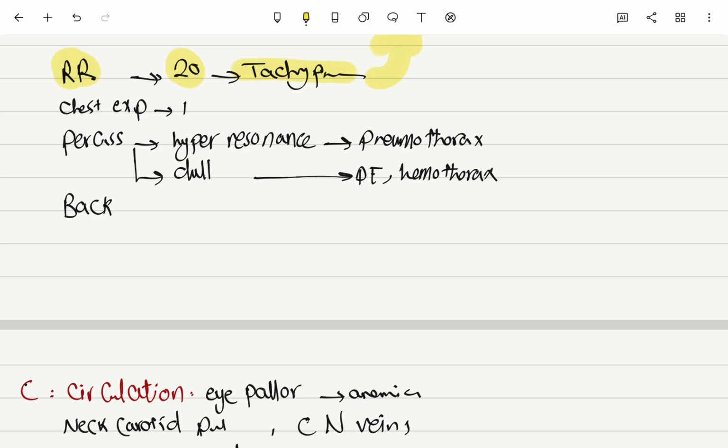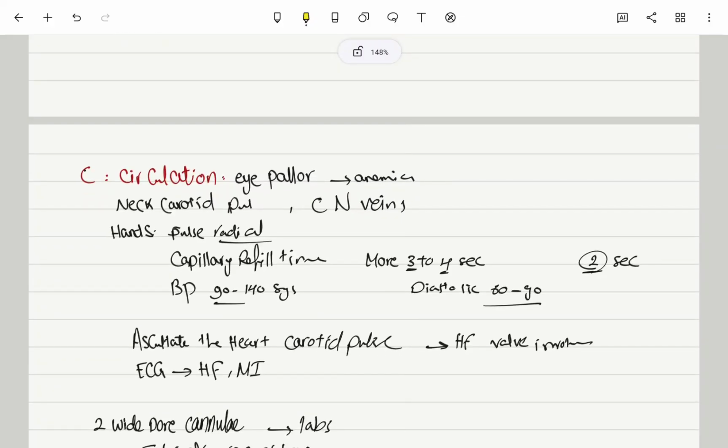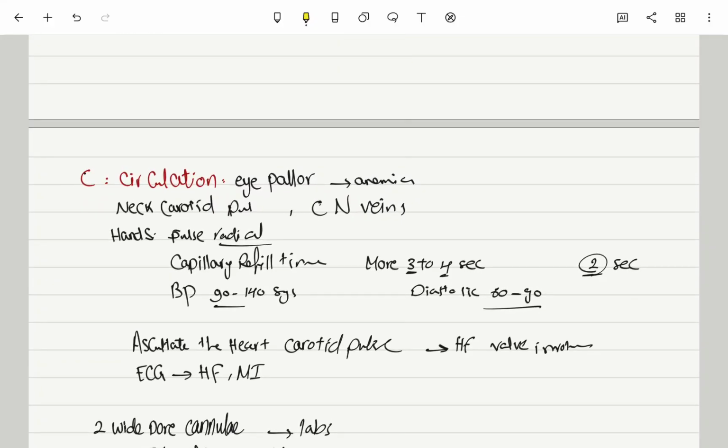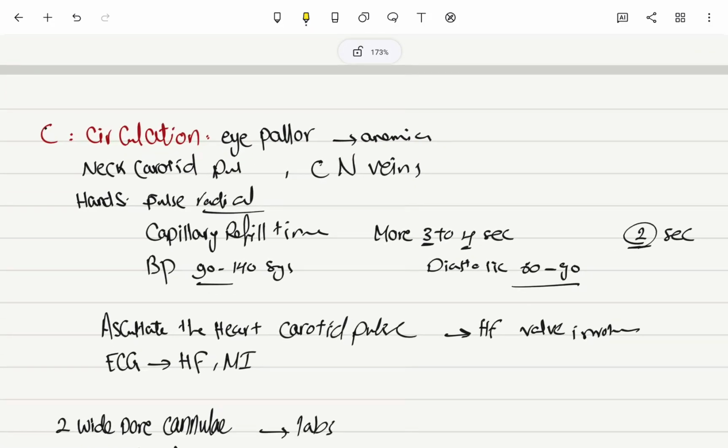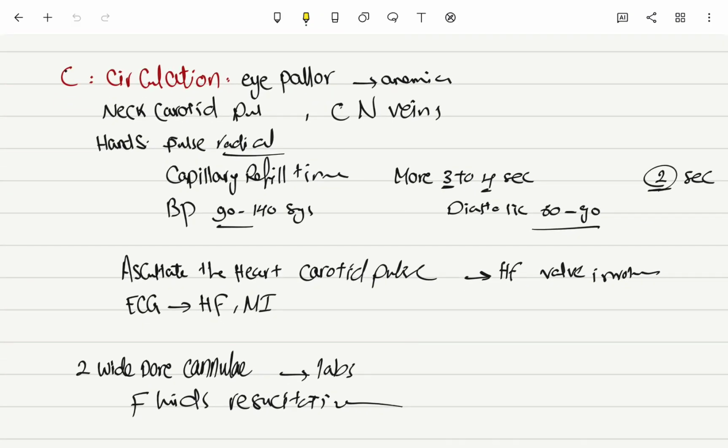During percussion, if it is hyperresonant, it may indicate that there is much air. It may indicate pneumothorax. If it is dull, it may indicate pulmonary edema or hemothorax. I will also check the back, because ankylosing spondylitis may be associated with other lung disease.